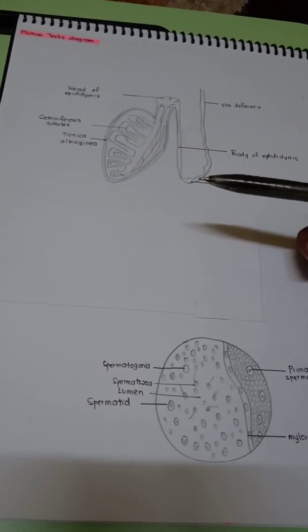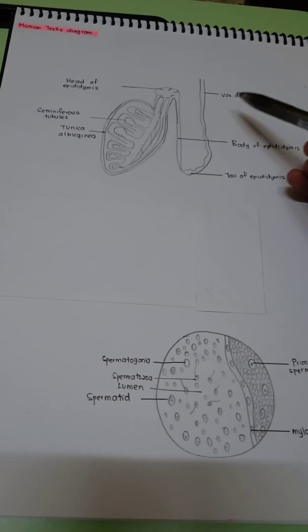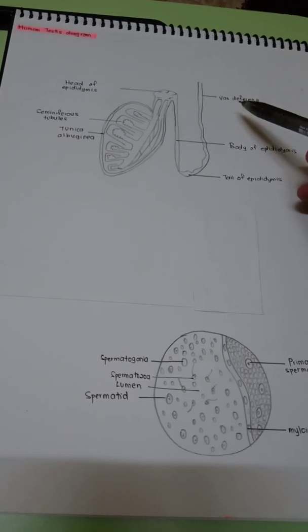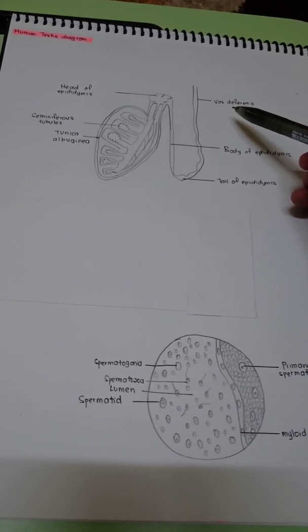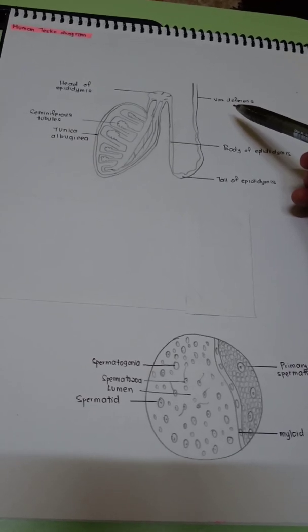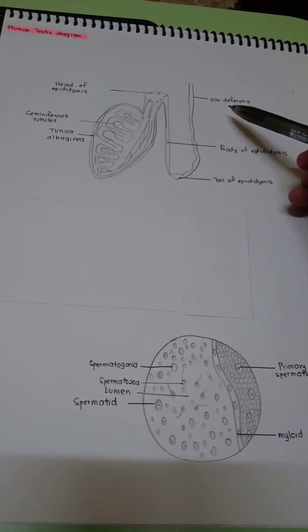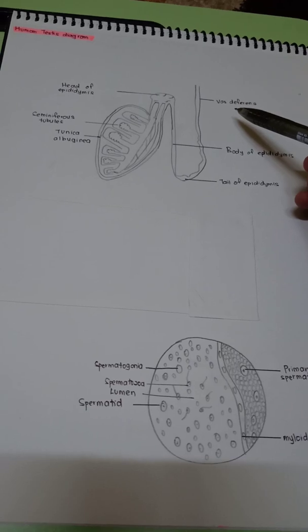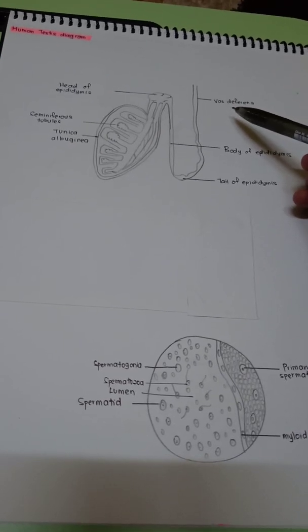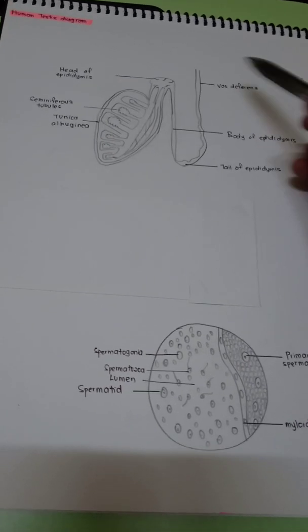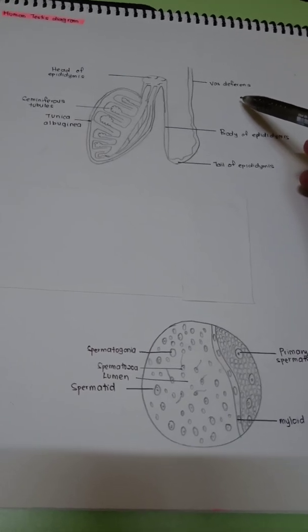And then the vas deferens. The vas deferens is a long muscular tube that travels from the epididymis into the pelvic cavity to just behind the bladder. It transports mature sperm to the urethra in preparation for ejaculation. So that is the function of the vas deferens.